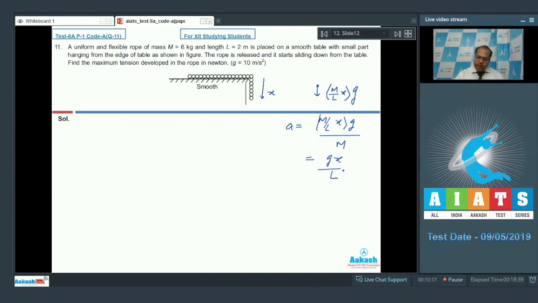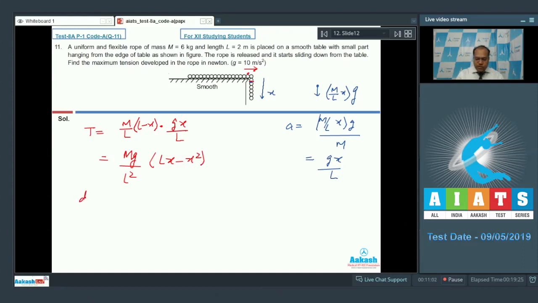So at this moment, if I find the tension at different elements, then the maximum tension is at this point. The tension at this point can be written as T equal to the mass of this segment, that is (m/L)·(L − x), into acceleration. The acceleration is gx/L. So on further solving, it comes out to be mg divided by L square into (Lx − x square).